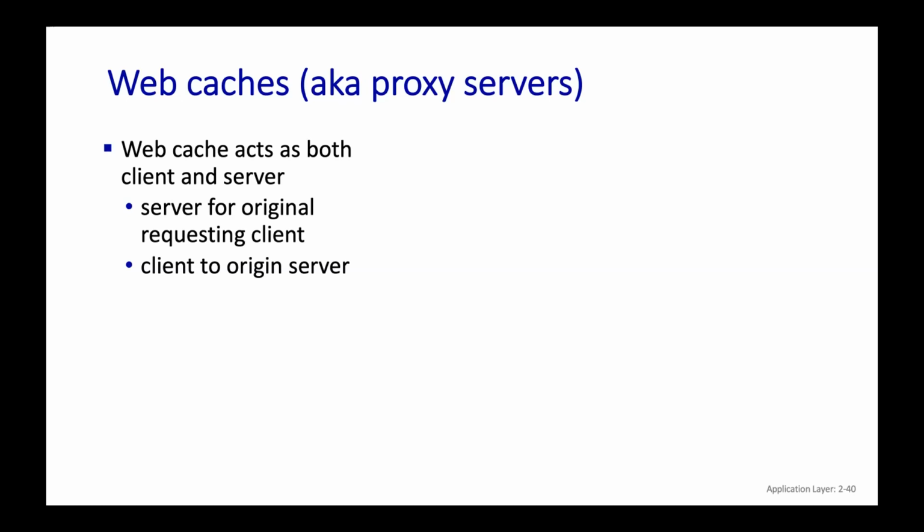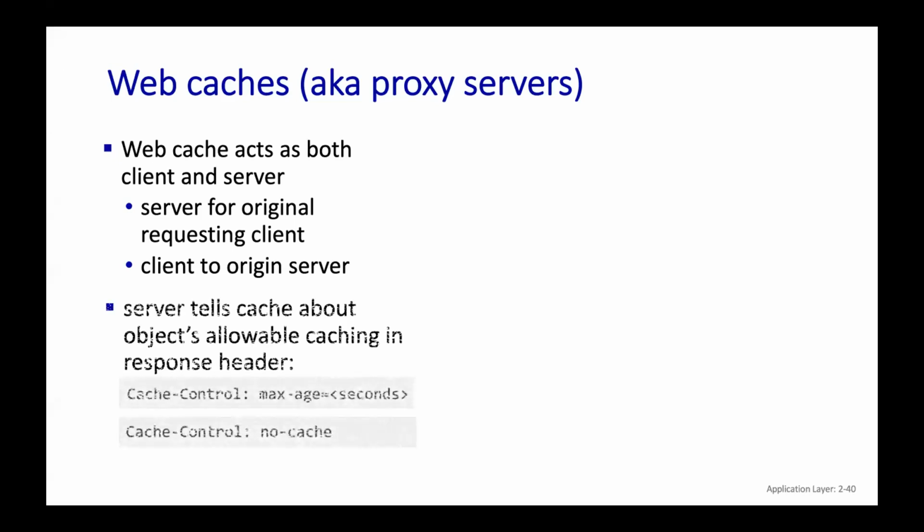So web caches, they basically act as both the client and the server for the original requesting client. जिन्होंने cache अपने पास ये proxy server का address set किया हुआ है, this would be our proxy and would be acting as a client to the origin server. The server tells the cache about objects allowable caching. So वहाँ पे वो cache controlling बता देती है कि max age इसकी.